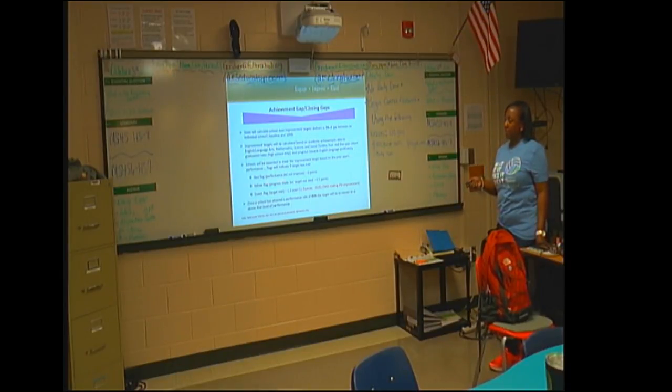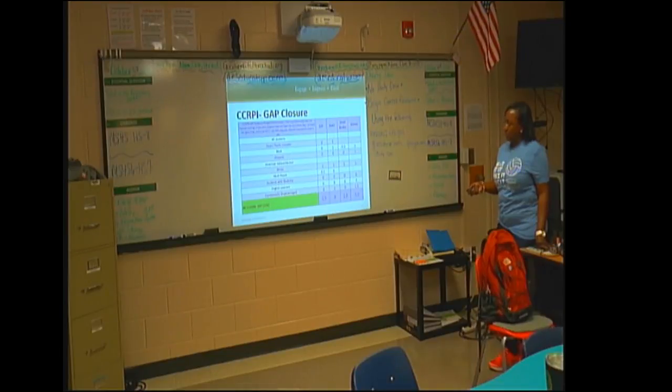So a red flag, that means performance did not improve, so 0 points are earned. Yellow flag, progress made, but target not met, 0.5 points. Green flag, target met, earn a full point, 1 point. Okay, so gap closure, okay? So again, 0 points mean they didn't meet. 1 means they did. 0.5 means they made progress, but still did not meet.